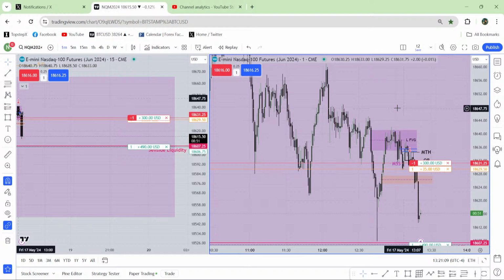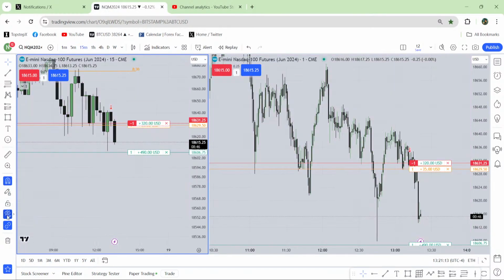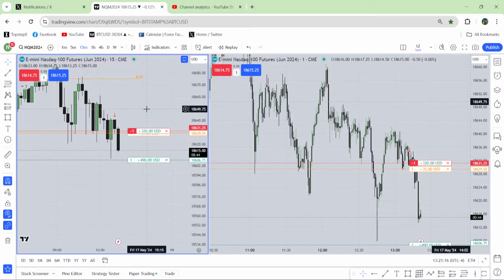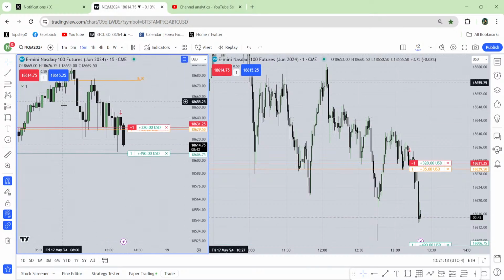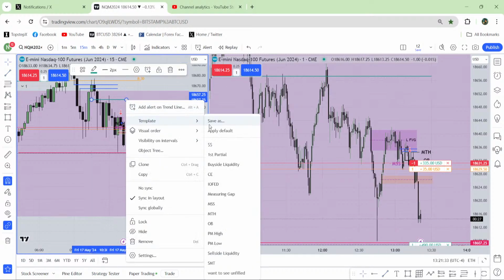Now let me explain why I took that entry over there. Here, if you watch the market after trading this area, what is this? The highest up-close body close candle. Just mark this low on your right. What is this called? The 15-minute order block.